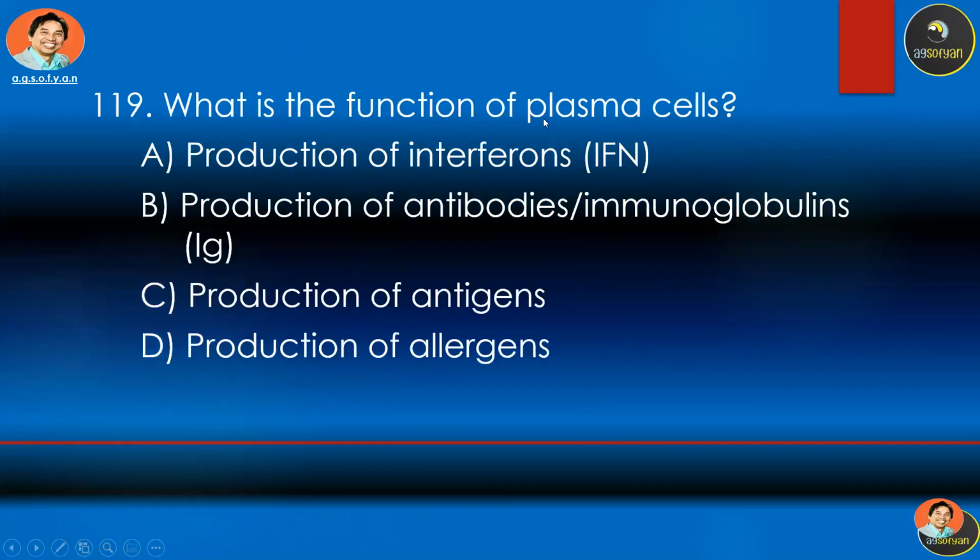What is the function of plasma cells? Okay, we already mentioned that the function of plasma cell or plasma B cell is production of antibodies.